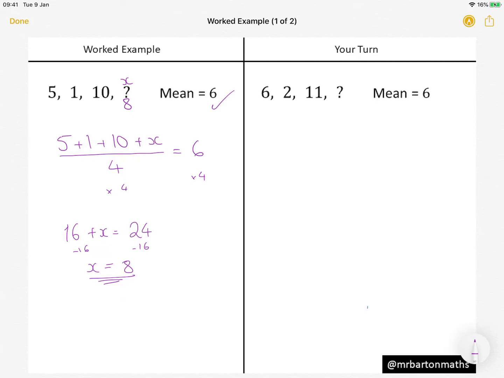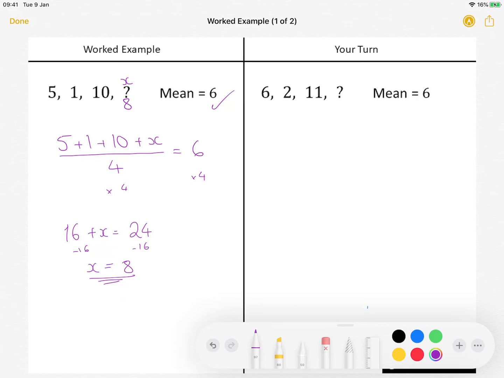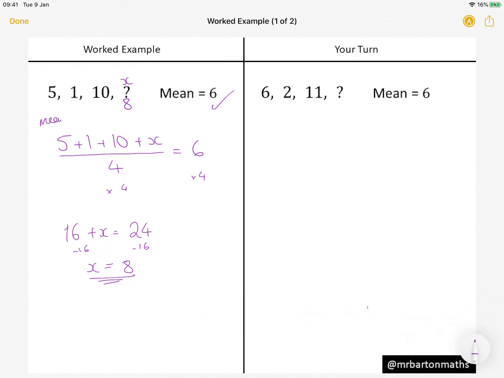So I'm just going to talk through my working. First of all, I called this question mark X instead because in maths we don't really use question marks. We'd rather use the letters we use for algebra. I could have called it N or A or anything, but I just called it X. Then I know that the formula for my mean is add all the numbers, divide by how many there are.